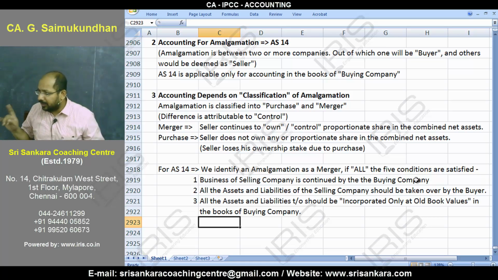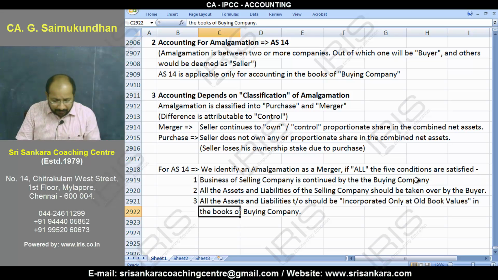Clear, guys? Everybody here will be taking over assets and liabilities at what value? The same value as it was appearing in the books of your selling company. There is an exception. I'll come to the exception and all separately. Right? Keep this idea in mind.